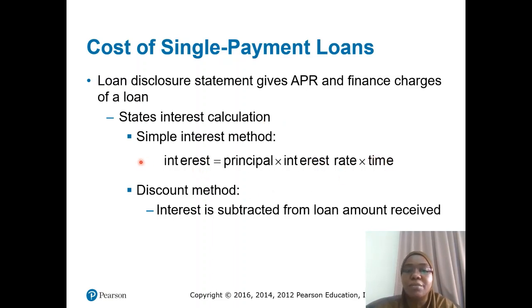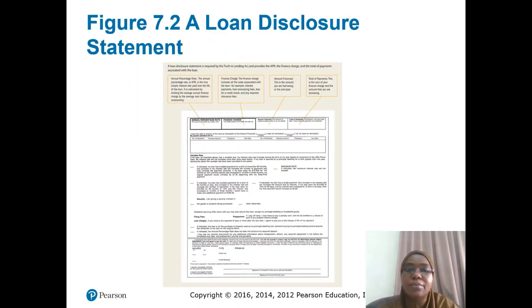Apart from this simple interest method, we can also use the discount method. For the discount method, the interest is subtracted from the loan amount that is received for a particular period. If it's the simple interest, then you multiply the principal by the time by the rate of interest. So here is the loan disclosure statement. All this information is vital, and it has to be included in the contract.